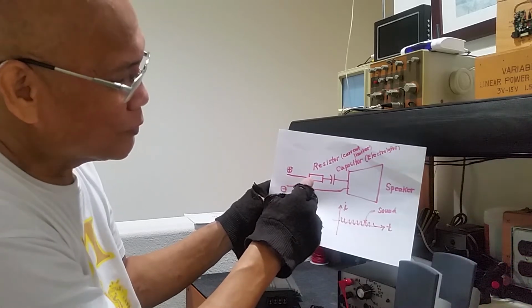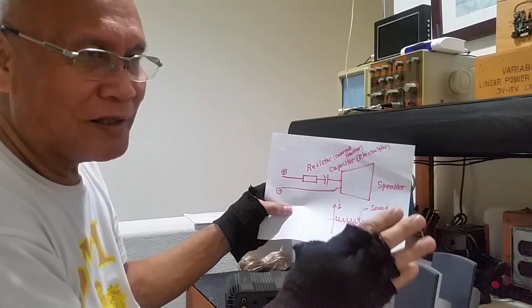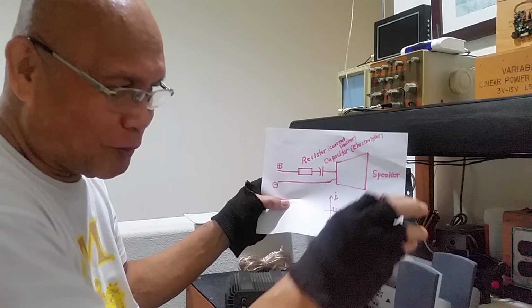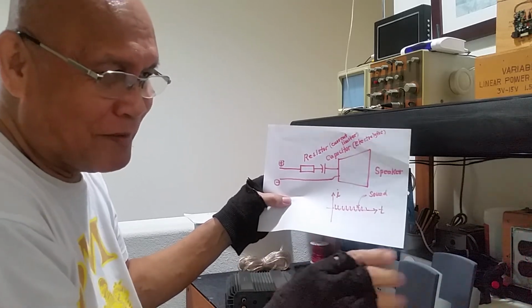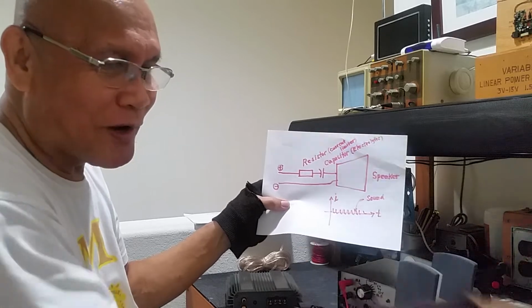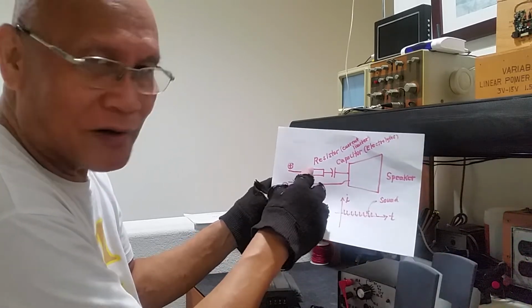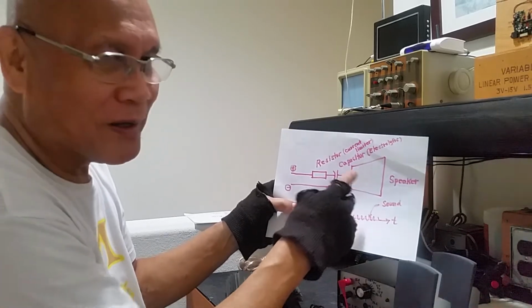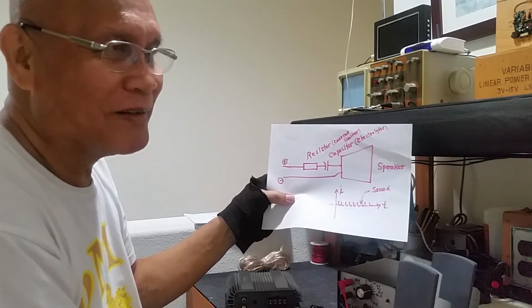And what is the purpose of this resistor? This resistor is to limit the current. Current is actually the sound. If you try to increase the volume, you're increasing the current going to the speaker, right? But sometimes you go crazy, you make it very loud, so the current going into the speaker is too high, and it will burn the speaker. So if your speaker is expensive, you will lose money.